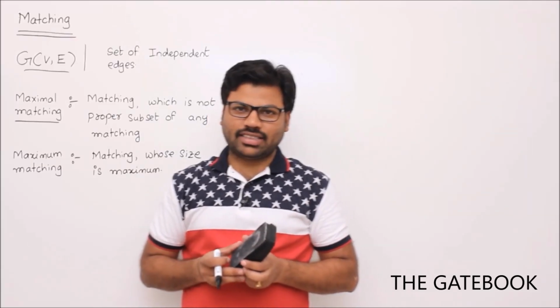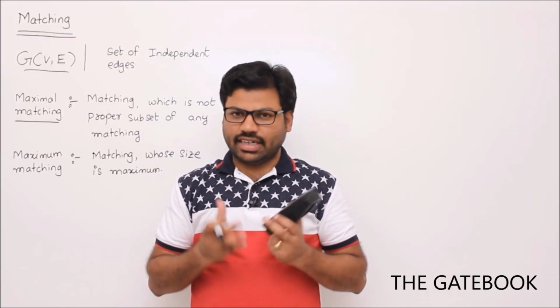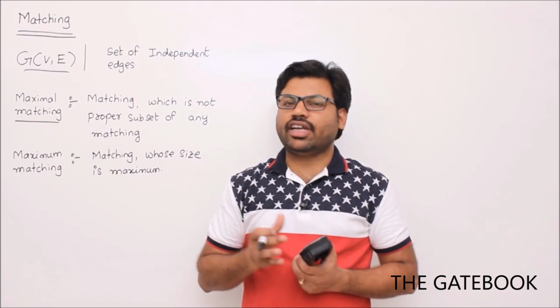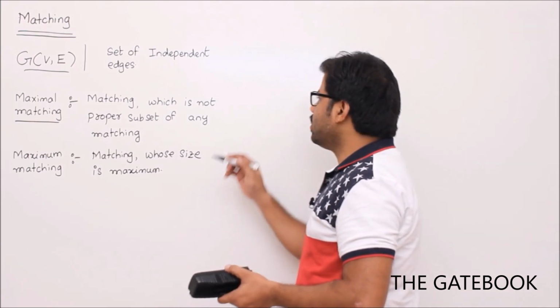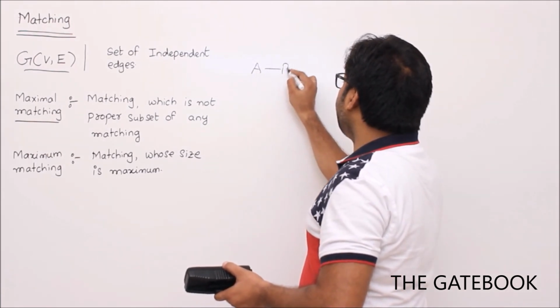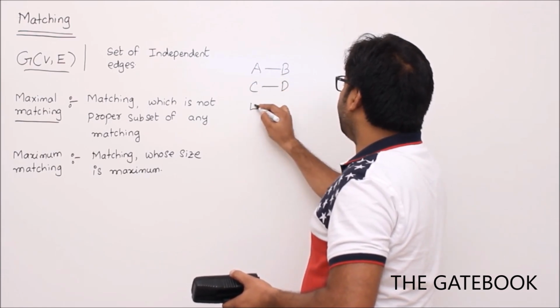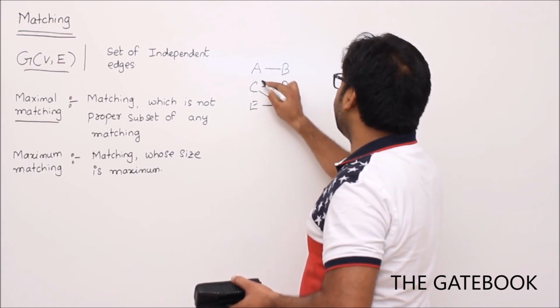Let's talk about matching. Matching is nothing but a set of edges which are independent. I will tell you an example of independent edges. Consider this graph: AB, CD and EF. Let's add an edge here, an edge here.